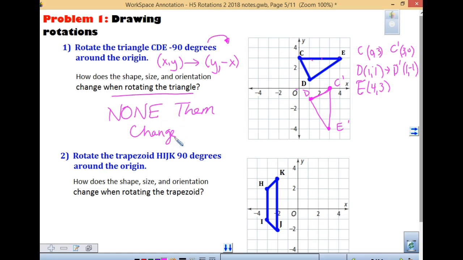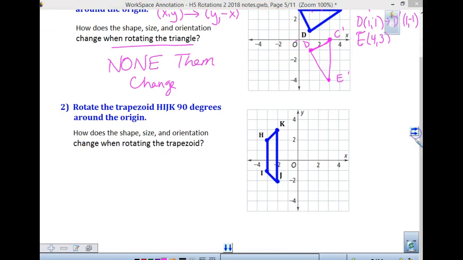If you would think of going around from C to D to E, to C to D to E, still going that same way. Okay. All right. So now we're taking a look at the trapezoids. This one tells us to go 90 degrees, which means we want to go, if we're putting our rule down, right? So I might put my rule as X comma Y.